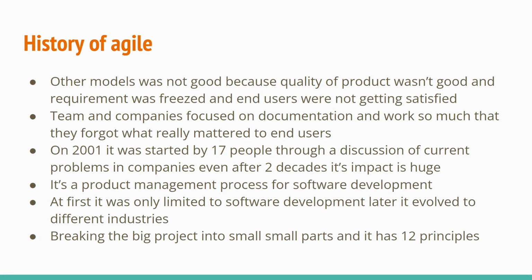That is the main problem identified by the 17 people, and it's a product management process for software development. At first it was limited to software development, but later it evolved to different industries. What does this mean? When agile was started, it was limited to the software industry, but nowadays this process is followed in many industries.